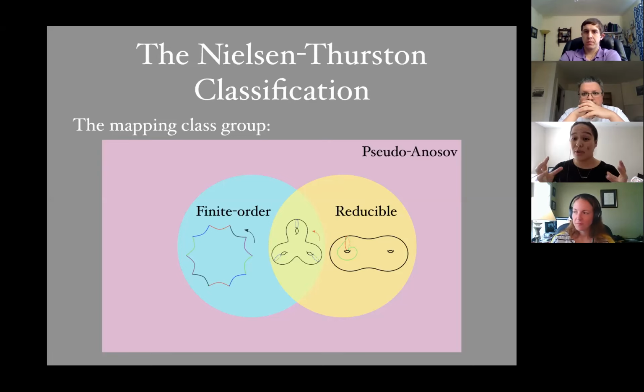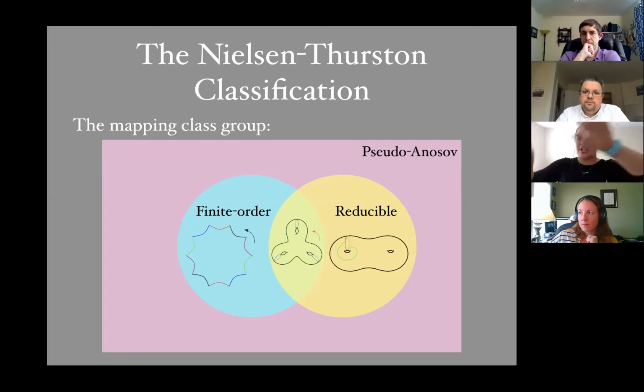If you're reducible, you're fixing an entire collection of curves on your surface. So when we did the Dehn twist, for example, about alpha, we actually fixed that red curve, right? We cut open along it, we twisted it around and it came back to itself. Alpha didn't change. And so this is what we call a reducible mapping class when we fix a collection of curves. And then on the big outside, that pink region, I have something that I've called pseudo-Anosov.